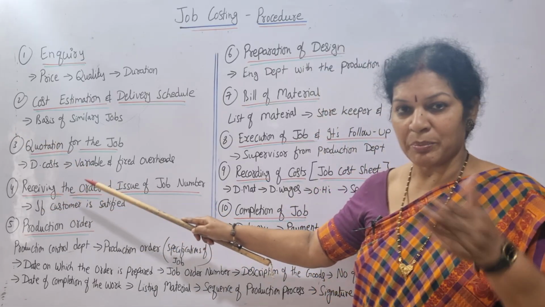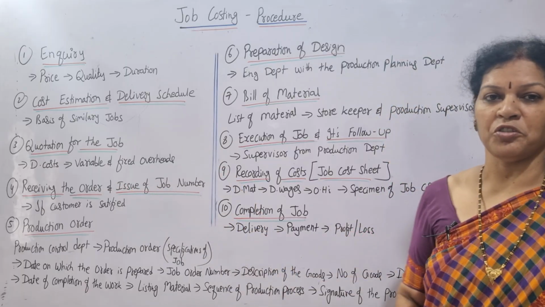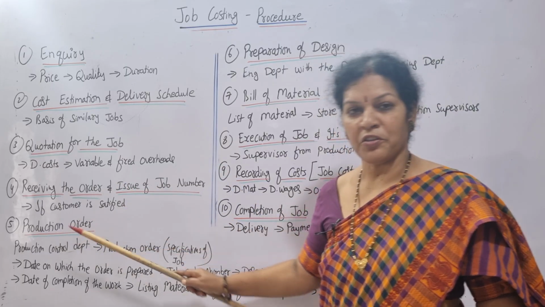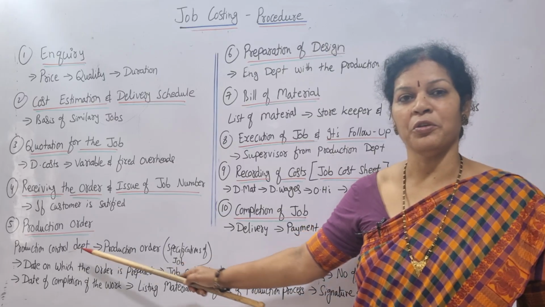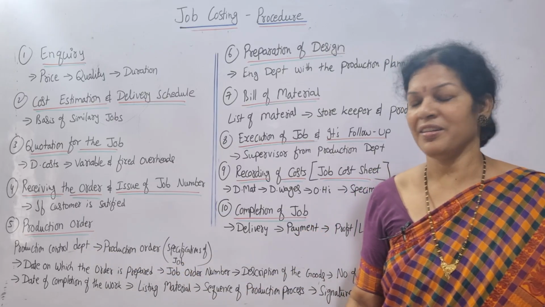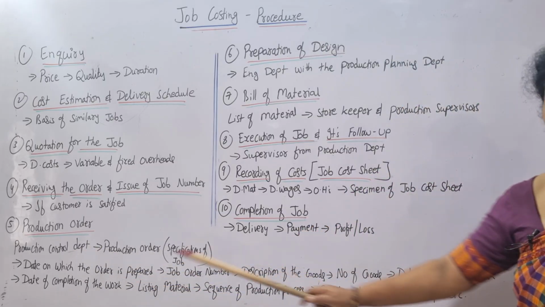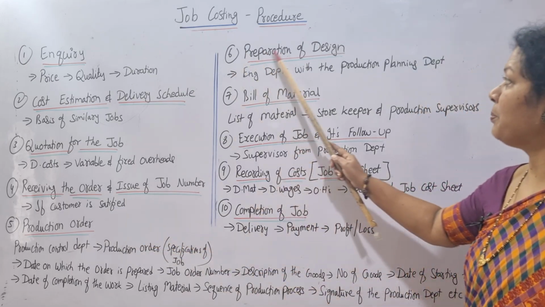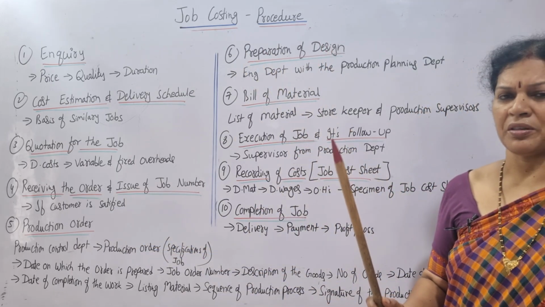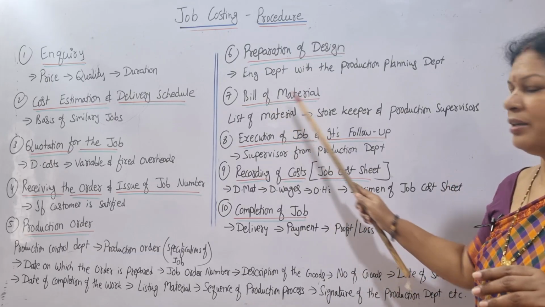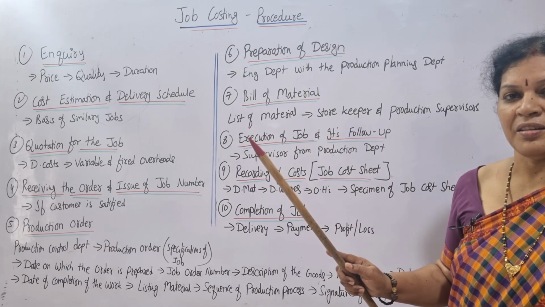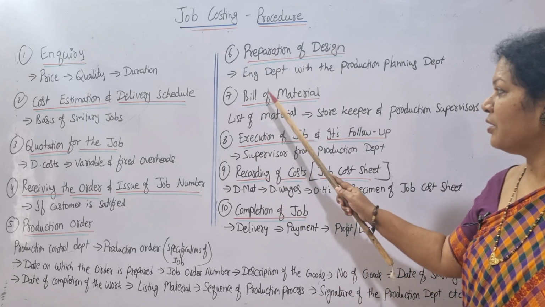Receiving the job order from the customer, we have to issue a job order number. Then it will be given to the production department. The production department is going to prepare the production order. In the order, 8 points are included. Production order is over, then after that preparation of the design. Design we have to focus on. If design is okay, bill of material. How much is the cost of that material for that particular job? So that you will prepare.